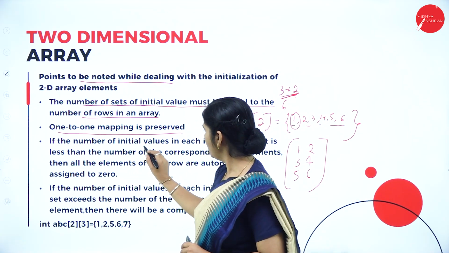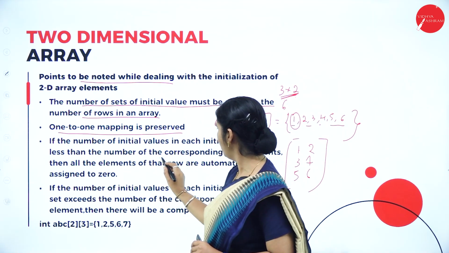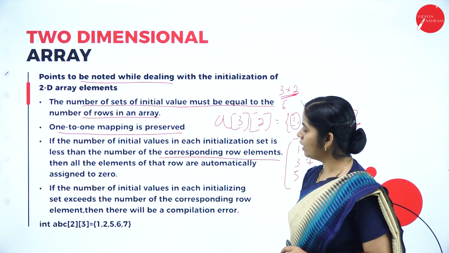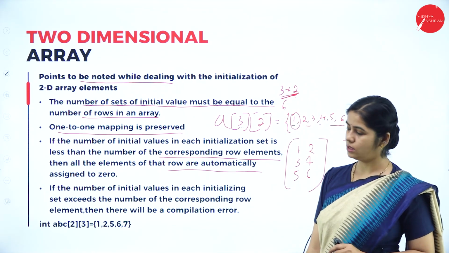If the number of initial values in each initialization set is less than the number of corresponding elements in the row, then all the remaining elements of that row will automatically become 0.